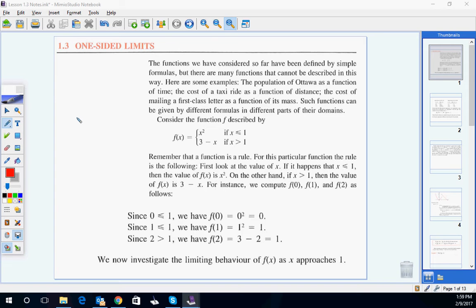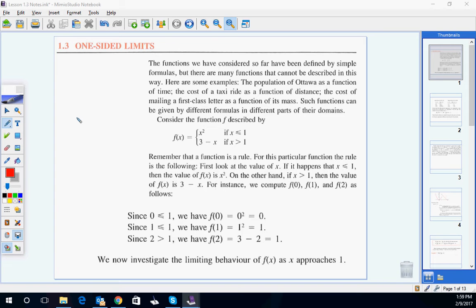So remember that a function is a rule. For this particular function, the rule is the following: x squared only for x less than or equal to 1. So we're only having an x squared graph at 1 and behind it. We're having a 3 minus x graph after 1. Okay, we actually graphed these in our pre-calc packet.